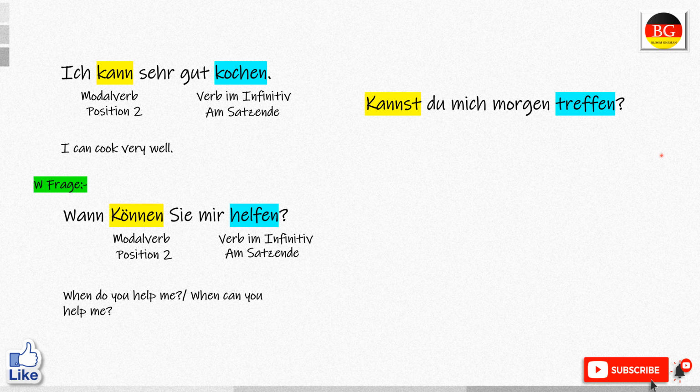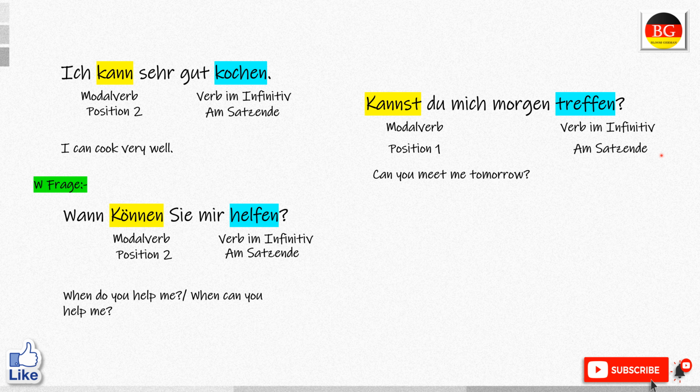Kannst du mich morgen treffen? Can you meet me tomorrow? Now here, we have started the sentence with the modal verb, which takes position one, and treffen, the main verb in infinitive, comes at the Satz end. As the sentence starts with the modal verb, then comes the subject, then the object, and then the main verb in infinitive. This is called a Nein Frage.